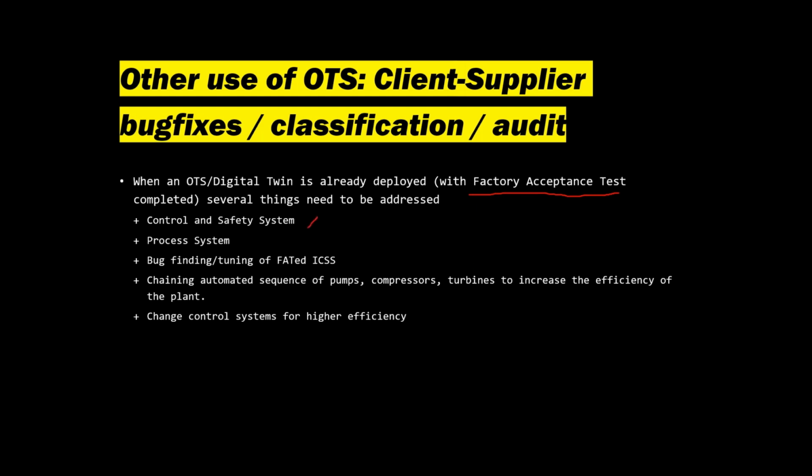For example, the control and safety system, the process system, tuning of the integrated control and safety system, and chaining automatic sequences of pumps, compressors, and turbines to increase the efficiency of the plant, because things take time, and then you need to experiment with how to increase the efficiency of the plant by chaining the sequence automatically. Once you do a lot of benchmarking and site visits, you notice that there are several control systems that can be tuned for higher efficiency. So changing the control system is sometimes needed.